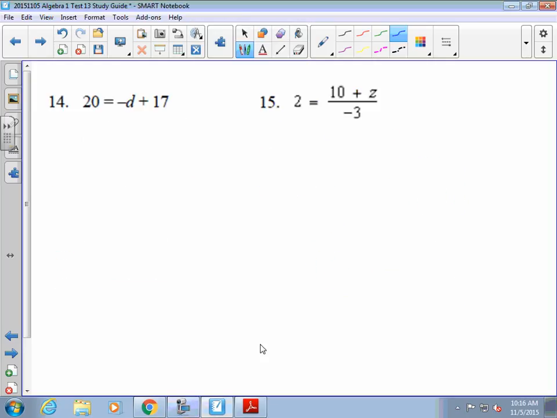15 says 20 is equal to -d plus 17. Again, order of operations in reverse. Get d all by itself by undoing plus 17 by subtracting it. If you do it there, do it here. 20 minus 17 is positive 3.